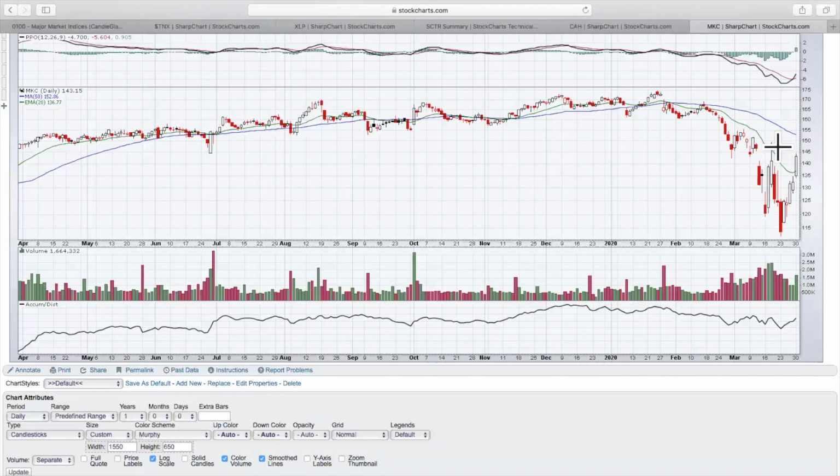Obviously, if it could break out above that and get through the 50-day, that would be awesome. I just don't know that I would count on that and take a position. So I'd have to see how this one trades a little bit. Conagra also reporting this morning. I did not see the numbers. They were expecting 49 cents, but I didn't see the actual.